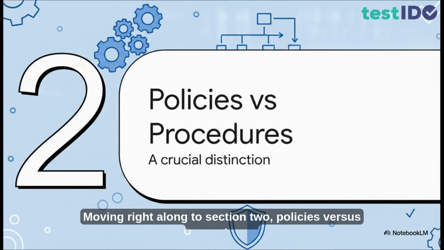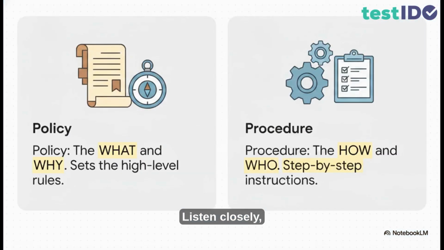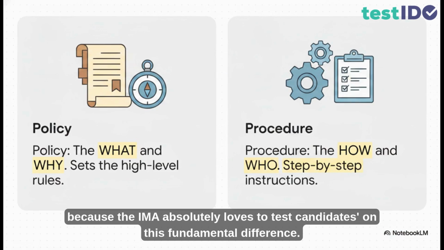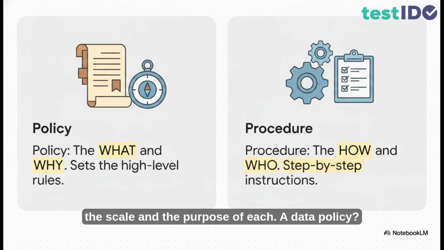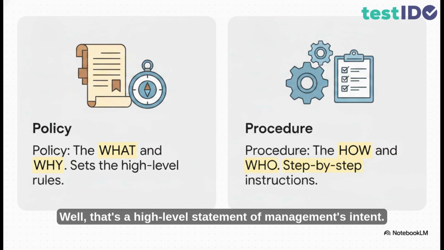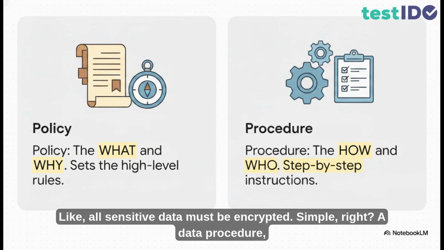Moving right along to Section 2, Policies versus Procedures. This is an absolutely crucial distinction. Listen closely, because the IMA absolutely loves to test candidates on this fundamental difference. The crucial point here is understanding the scale and the purpose of each. A data policy? Well, that's a high-level statement of management's intent. It defines the what and the why, like all sensitive data must be encrypted.